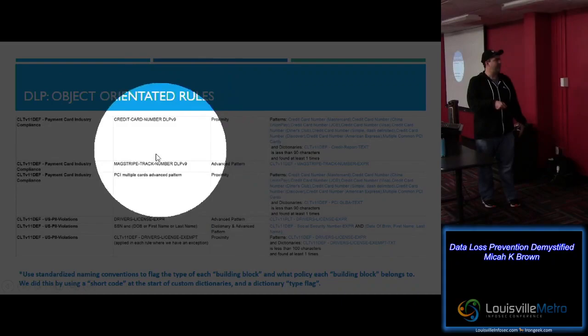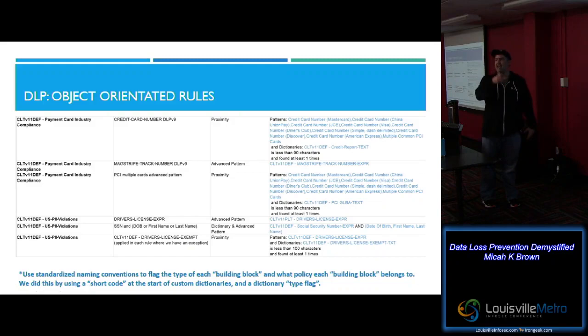The second column is basically just a quick description of what it's trying to do. One classification can have many classification criteria, and a match on any classification criteria will result in a hit on that classification level. The third column is what type of rule it is. Is it a proximity rule, meaning it's looking for condition A and condition B within so many spaces? Is it just an advanced pattern by itself? Is it just a dictionary? We're giving a little bit of definition on what type of rule it is at a high level.